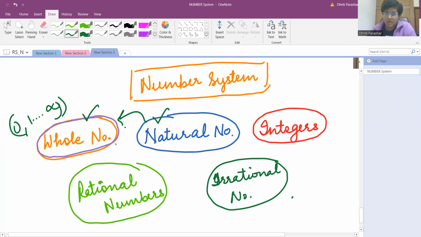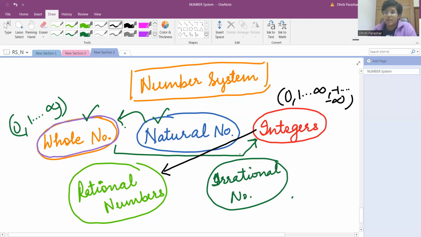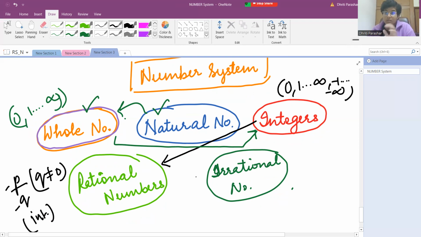All whole numbers are integers. These are 0, 1 to positive infinity, minus 1 to negative infinity, right? All integers are rational numbers because these are in the p by q form. Q is not equal to 0, and these two right here are integers, right? And there is a difference between rational and irrational numbers, so you don't say that all rational numbers are irrational numbers.